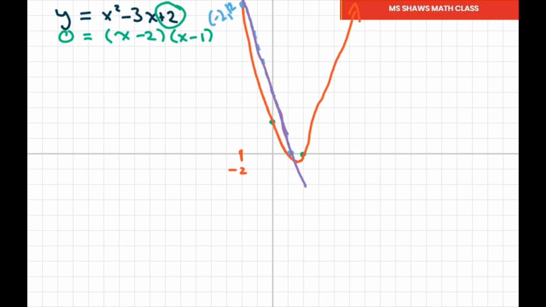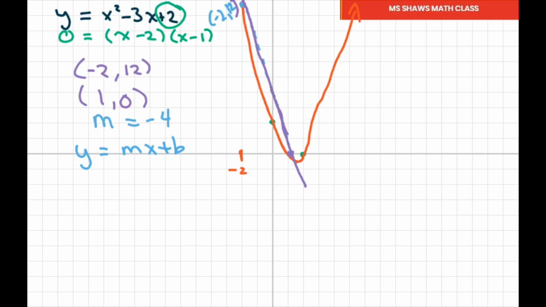All right, so we know our points are -2, 12 and this one right here, which is 1, 0. So just to make it simple, we're going to write y equals mx plus b. I know my slope of the secant line is -4. So I'm going to write y equals -4x plus b.